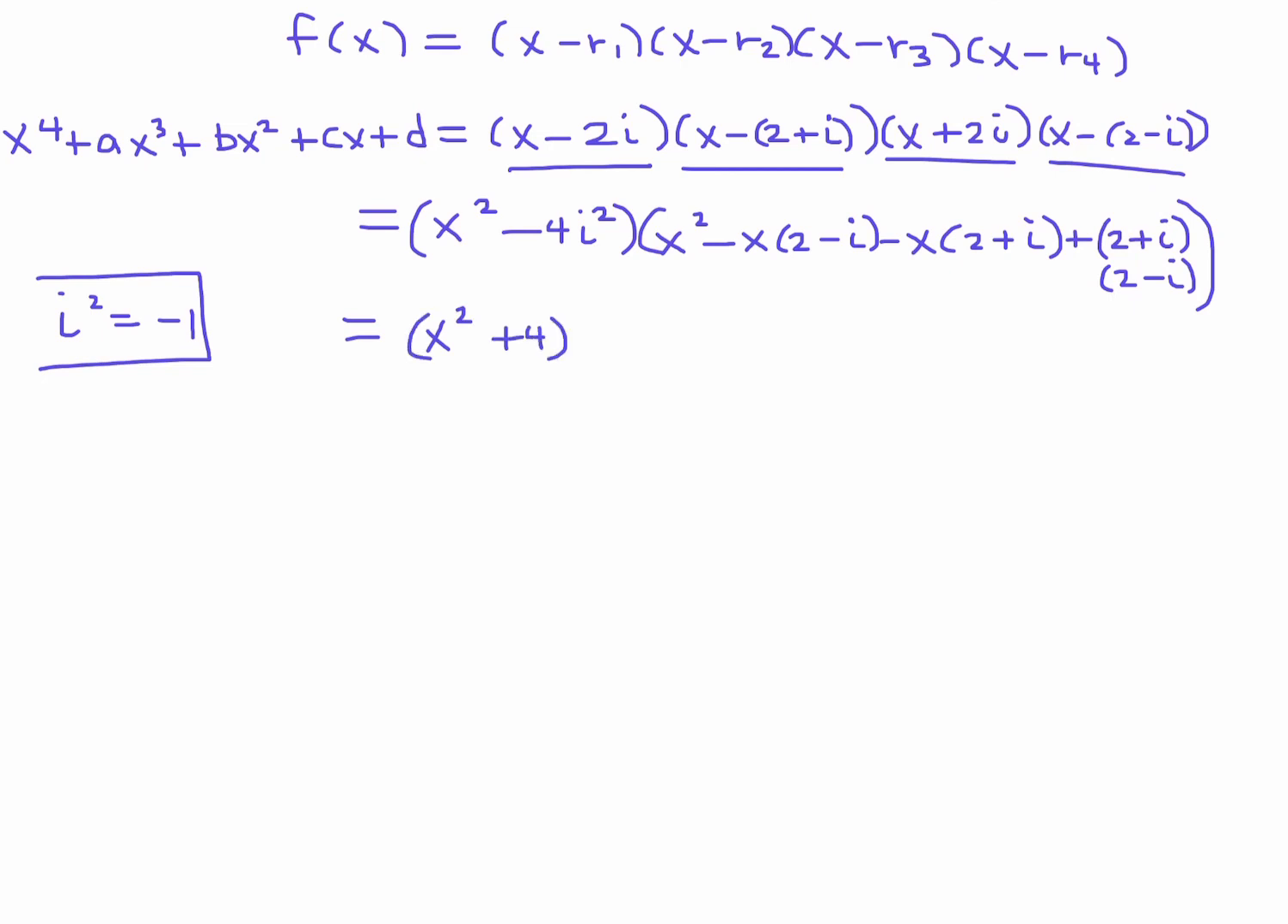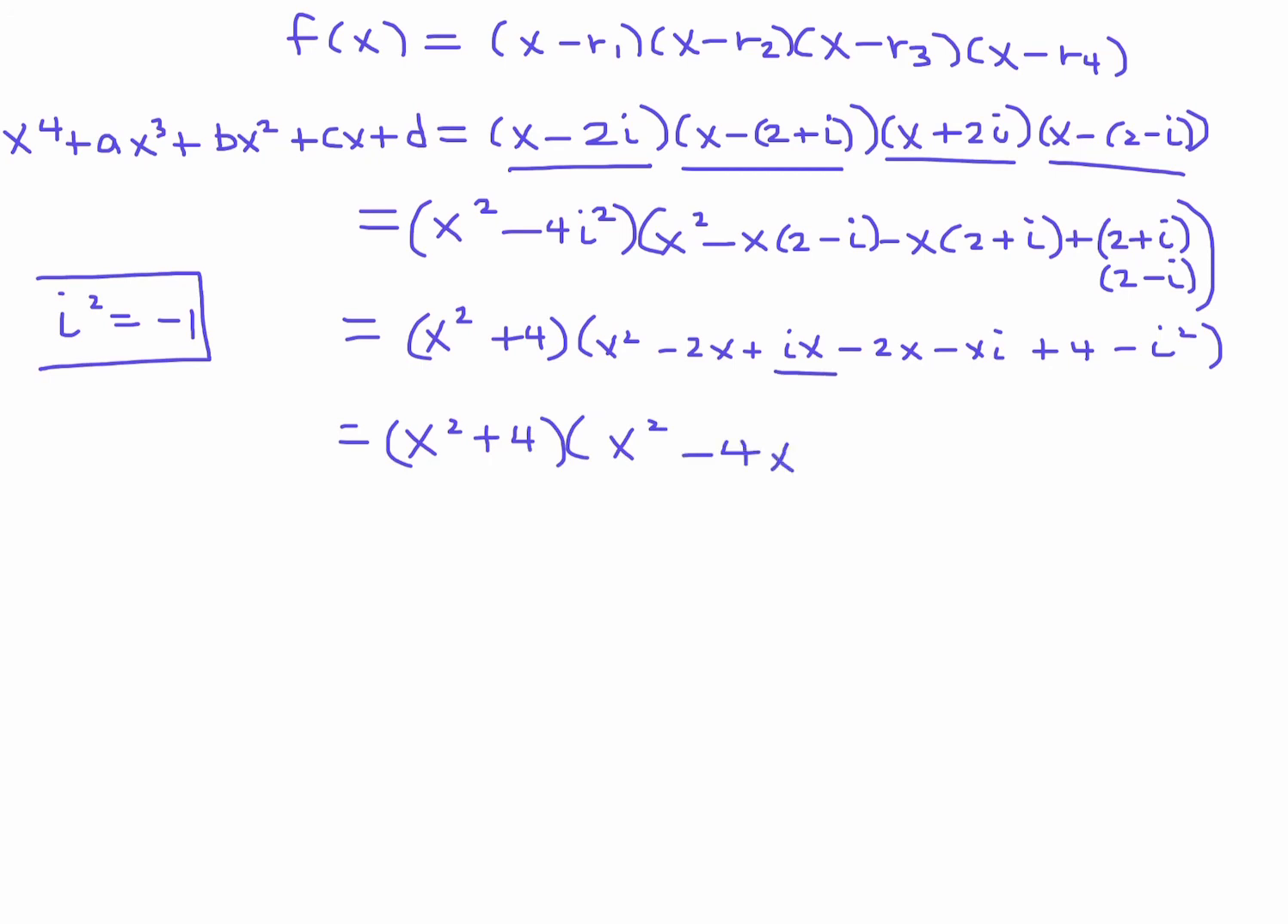And then we got a little bit of algebra here, and if you multiply this all out, you'll get x squared minus 2x plus ix. And then let's see here, minus 2x minus xi. And then this will become 4 minus i squared. Okay, so we got x squared plus 4, x squared minus 4x. These cancel, and then i squared is negative 1, so this just becomes negative times negative 1, so 1, so that makes this 5.